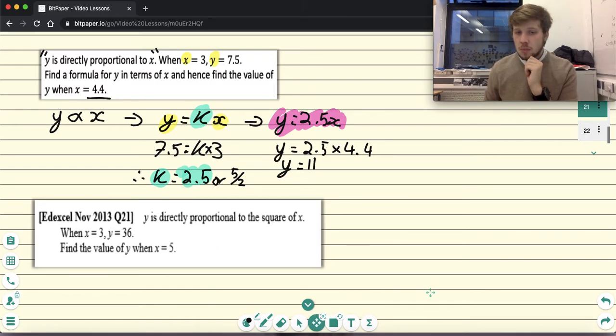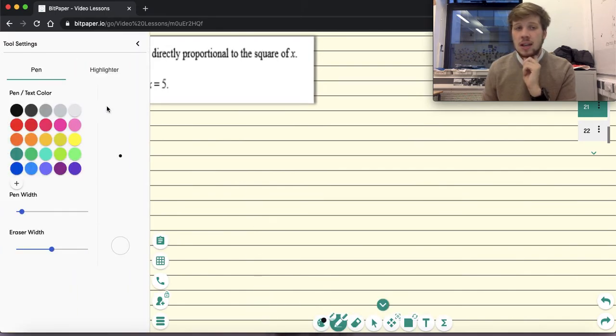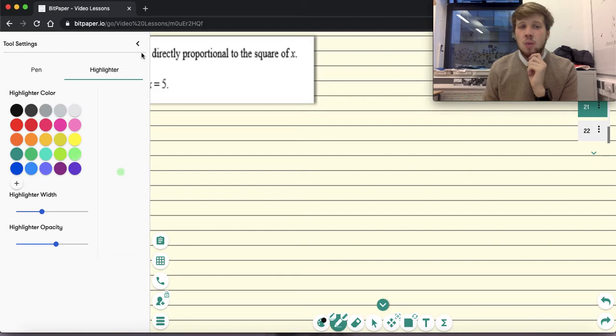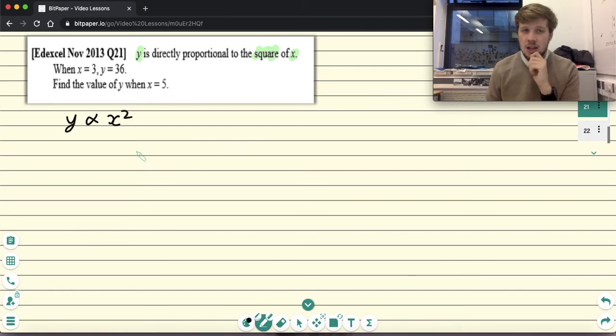Okay. The only way this differs slightly is for when we have something which is proportional to something else. However, we need to check what this is actually proportional to. And it says y is directly proportional to the square of x. So if it's directly proportional to the square of x, I'm going to write down y is proportional to x squared, because that's the square of x. So when I replace that proportionality, it's going to be some constant multiplied by x squared.